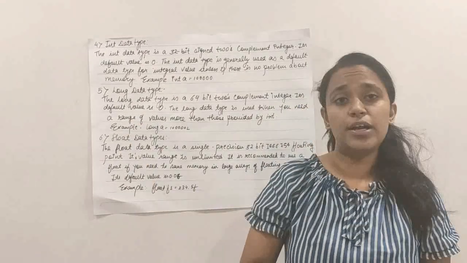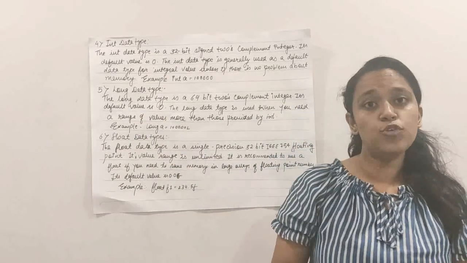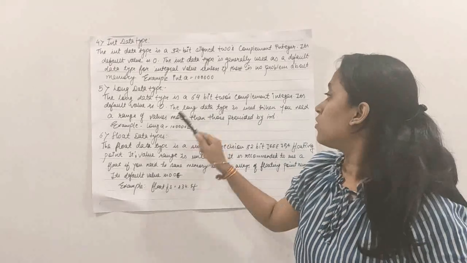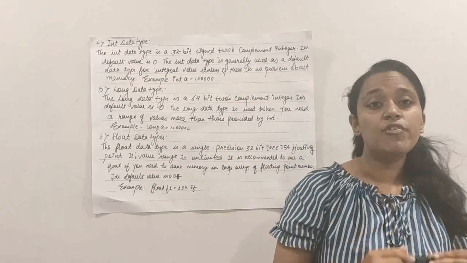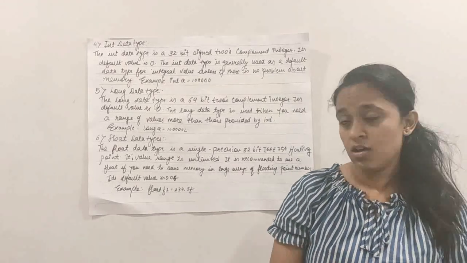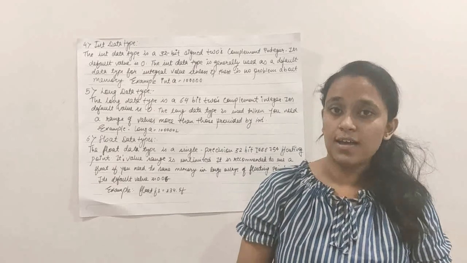Our fifth primitive data type is the long data type. The long data type is a 64-bit two's complement integer. Its default value is 0. The long data type is used when you need a range of values more than that provided by int. For example, long a is equal to 1 lakh L.